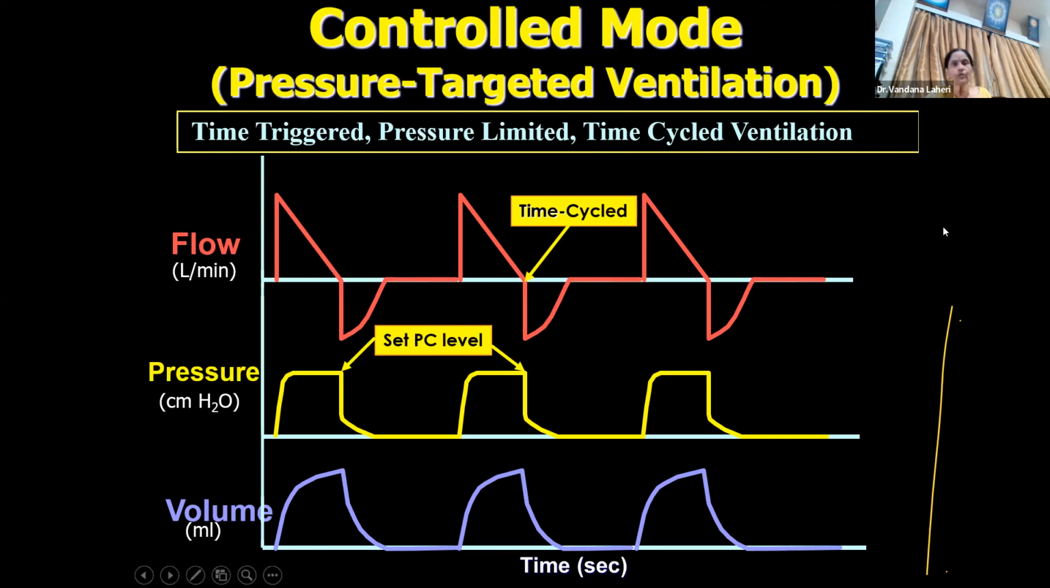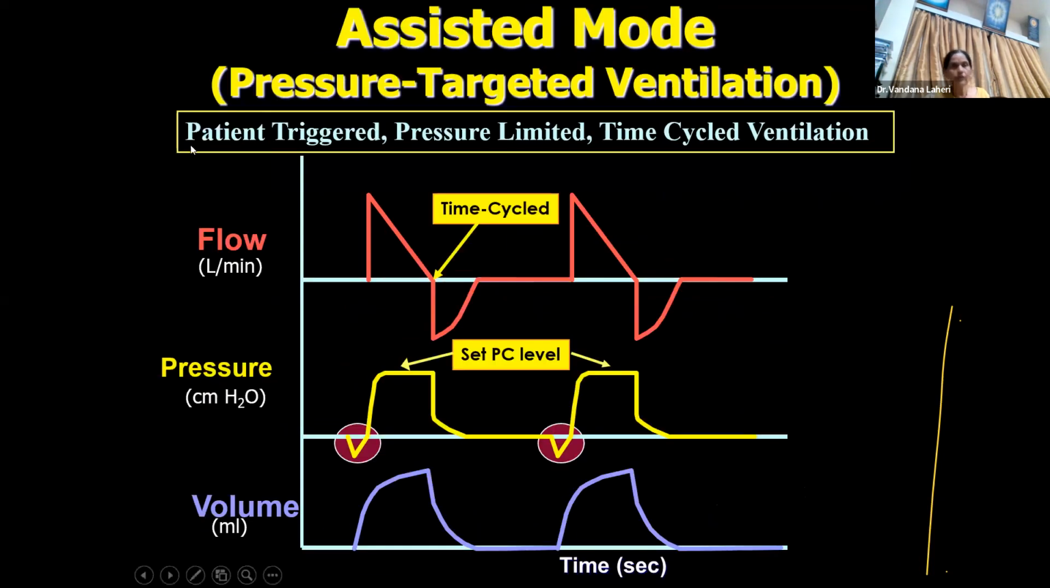So this is how you can diagnose whether it is pressure targeted, looking at the flow pattern, looking also at the pressure pattern. Okay. Volume may not help you much because volume may keep increasing or decreasing depending on what kind of mode you are in. Okay. Now let us see here.